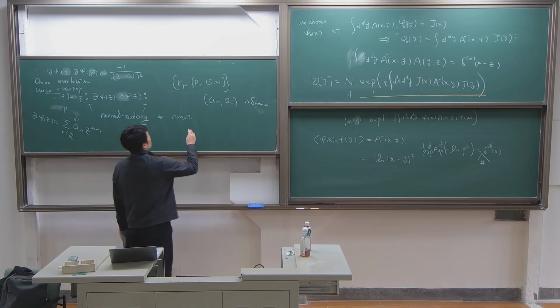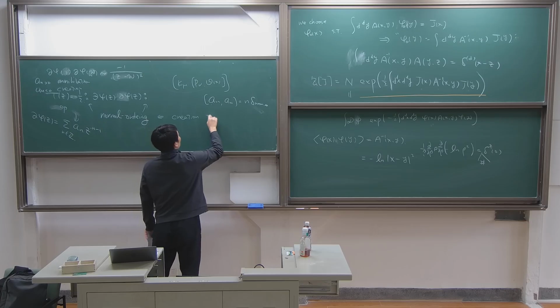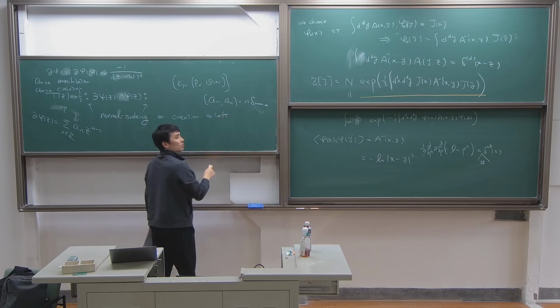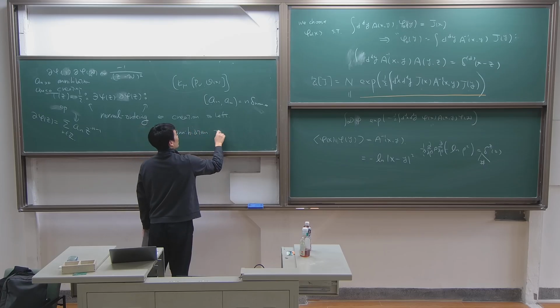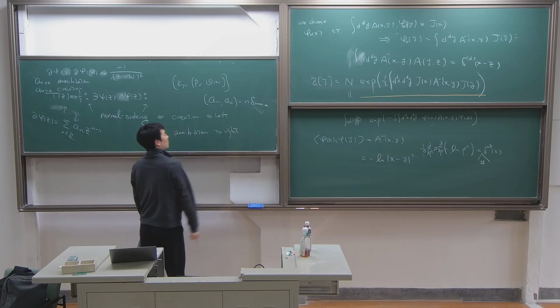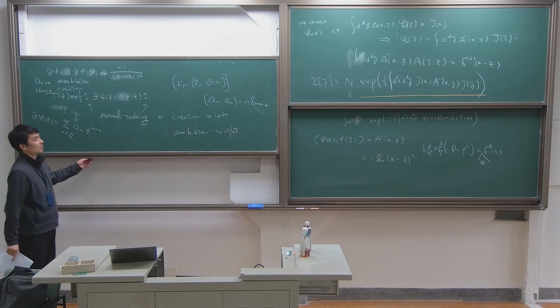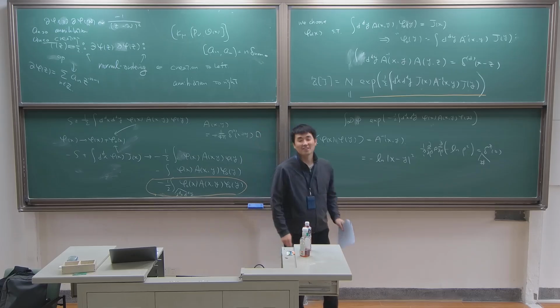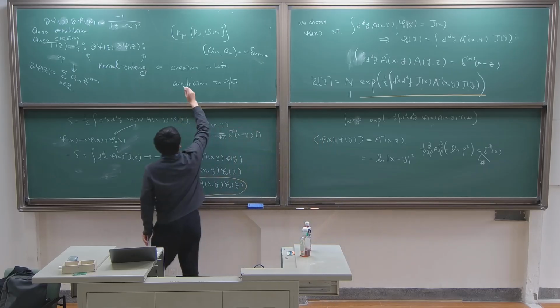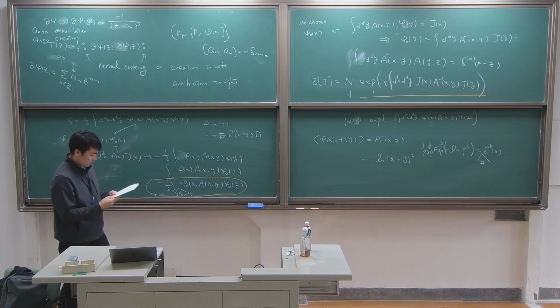Okay. So now this means that the normal ordering puts the creation operator to the left, and the annihilation operator to the right. So that's actually what's really happening.